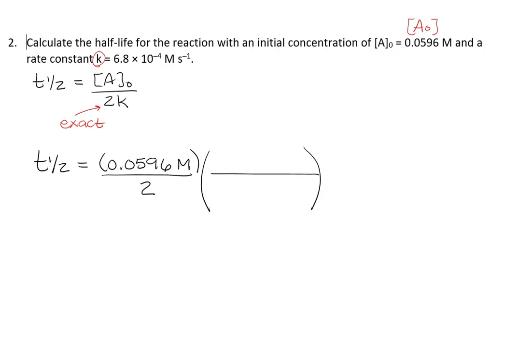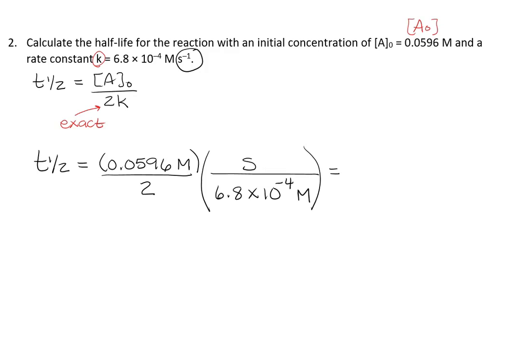So now my k is in the denominator, so that means that I'll write it as 6.8 times 10 to the negative 4. The molarity goes with that value, and the seconds for k are inverse, and that means that those will flip to the top. When those seconds flip to the top, don't include the -1. We've already accounted for that by moving those units to the top.